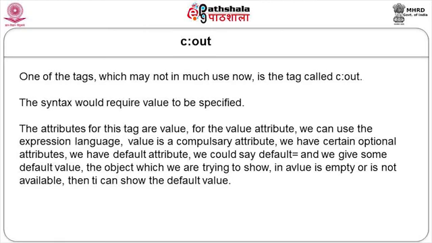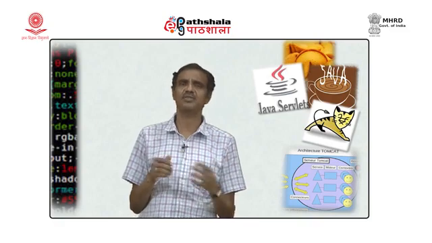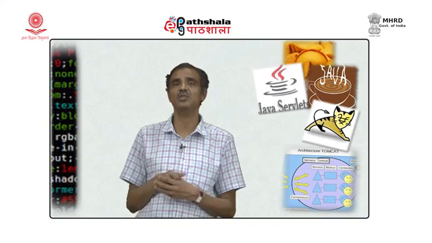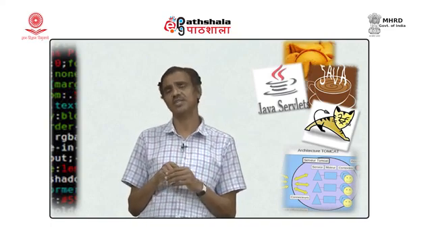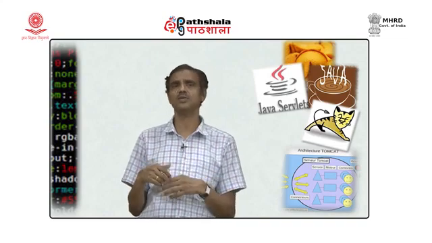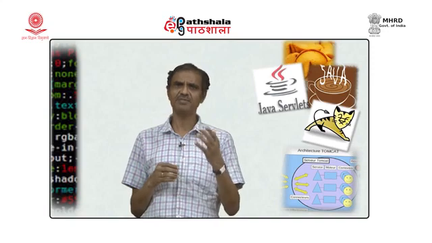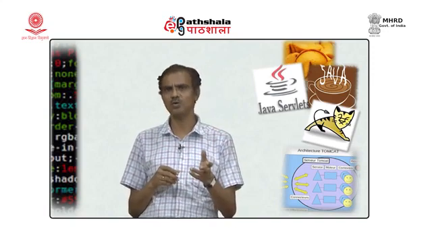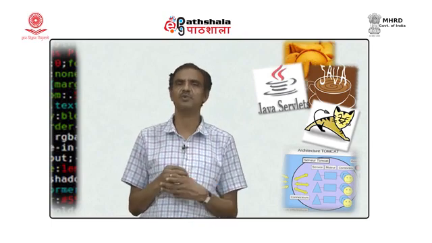expression language was allowed to a limited extent, and you could not put them straight away. They could go as attributes, as values for the attributes. So, one of the tags which was available for that purpose, if you wanted to give output of any of the objects, we have this tag called C:out. The syntax would require a value to be specified. One of the attributes was value.